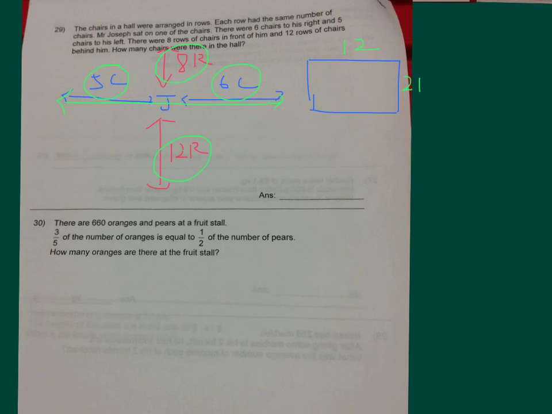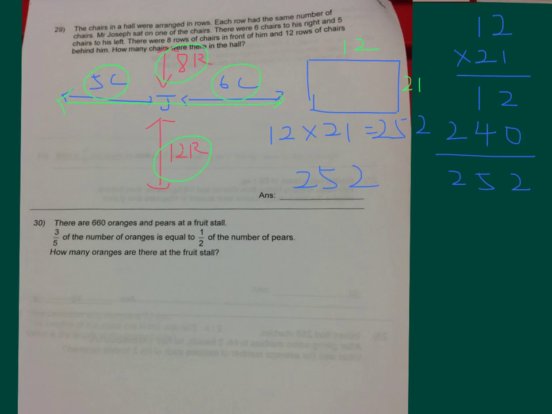So how many chairs were there in the hall? So we just take 12 times 21. 1 times 2, 2, 1 times 1, 1, 0, 2 times 2, 4, 2 times 1, 2. So it's 2, 5, 2. So my answer for question 29 will be 252. Okay, we move on to question 30.